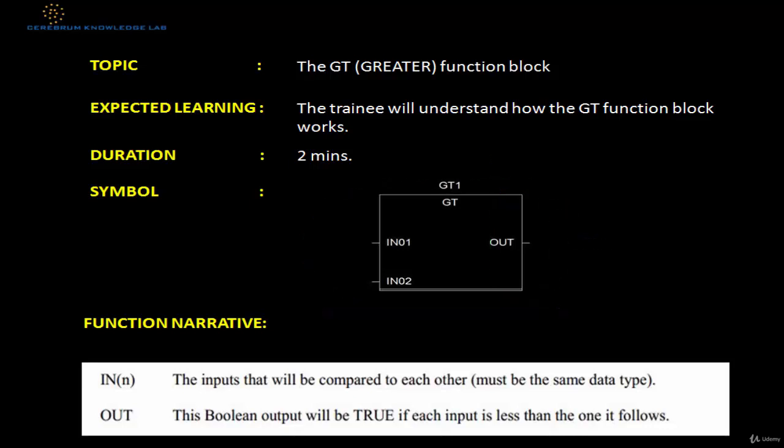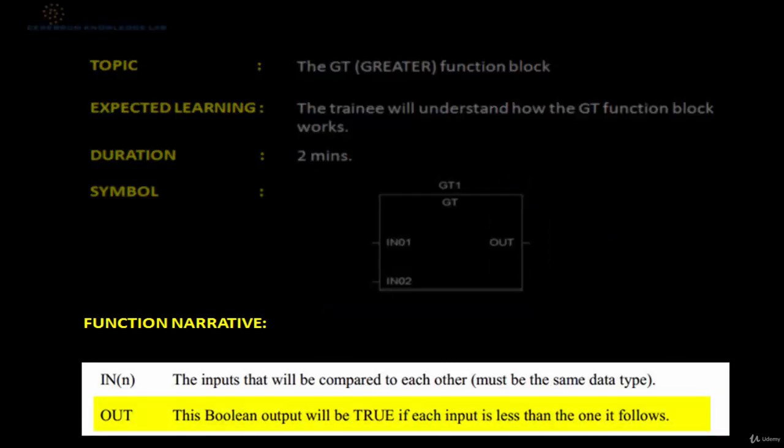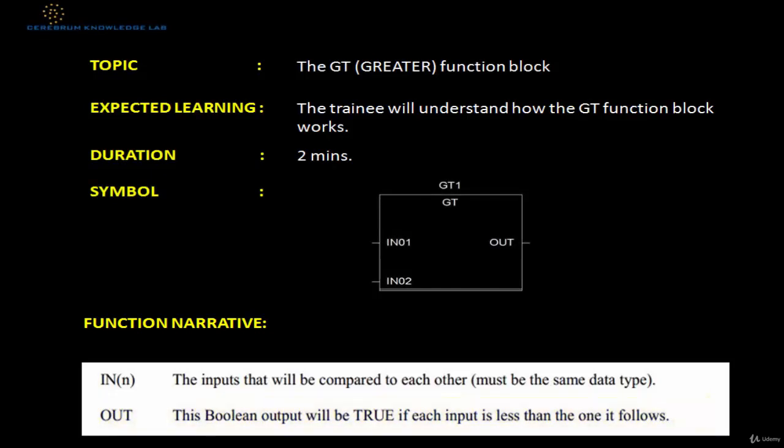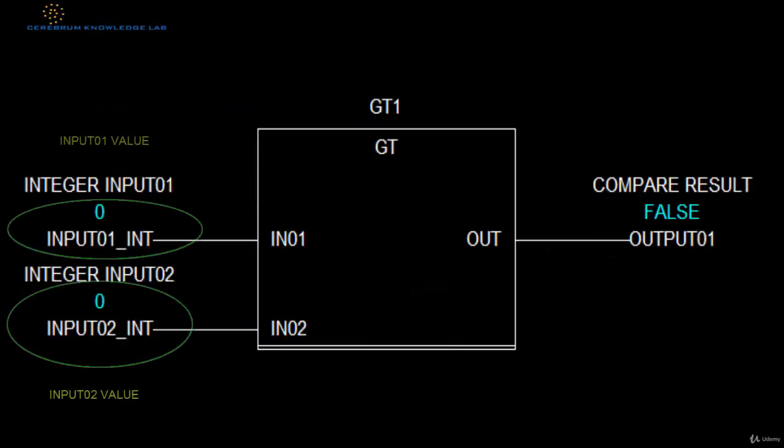Looking at the function block narrative, output is a logic true if in01 value is greater than in02 value. Now, we go live with our PLC and simulate the inputs, and we observe the output and confirm with the function block narrative. We simulate in01 and in02 values and observe the result.